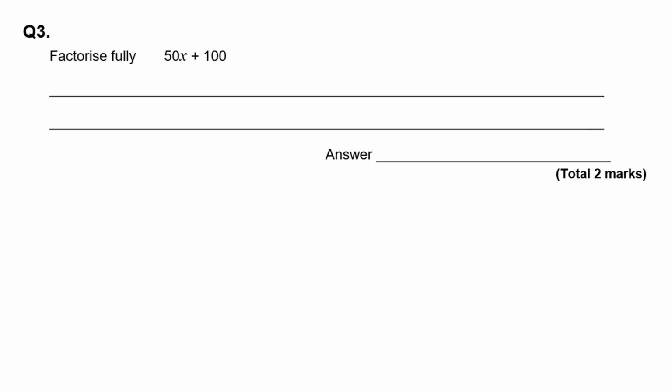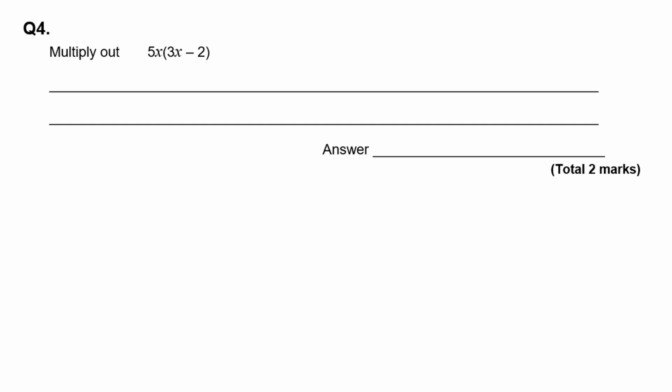Question 3, factorize fully 50x plus 100. So the common factor for both of these numbers, the highest factor, is going to be 50. So I can take 50 outside the bracket. So 50 times x is going to give me 50x, plus 50 times something is going to give me 100. So that's going to be 2. So my final answer is going to be 50 outside the bracket, x plus 2 inside the bracket.